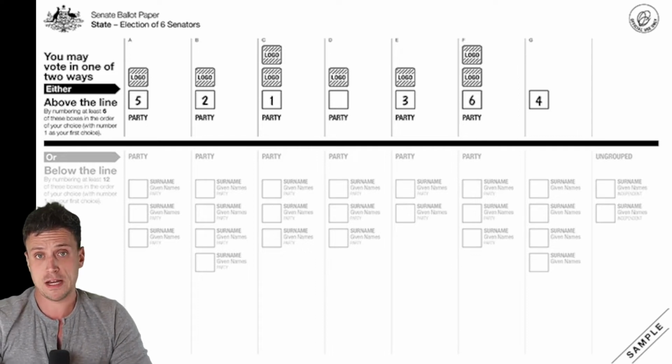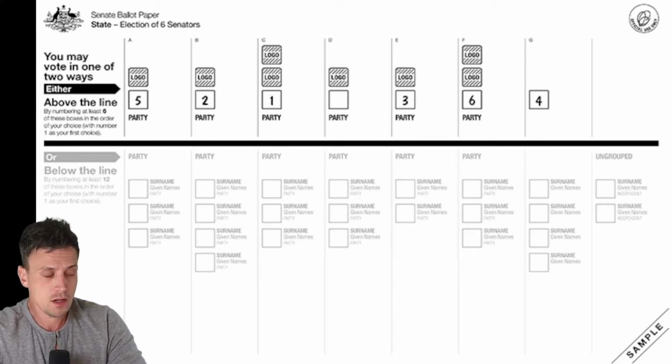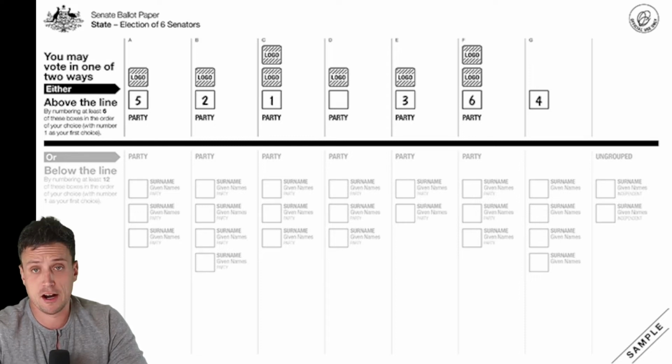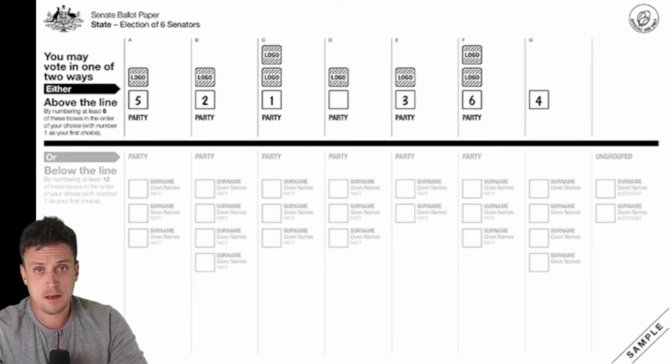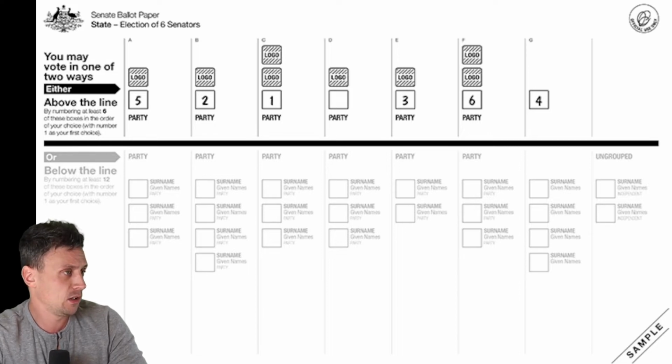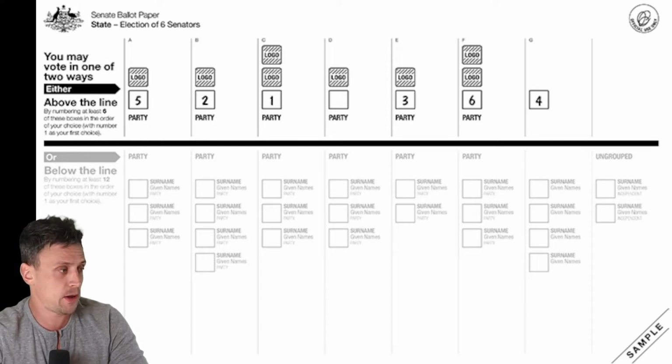In my opinion, the best practice is to probably number every box above the line, although the recommendation from the AEC is 6, and I don't think there's anything particularly wrong with numbering 6 boxes, all right? So if you're voting above the line, decent rule of thumb is to number 6 boxes. And let me tell you about grouped independents above the line and AEC phone staff operators. This is for you to pay attention to.